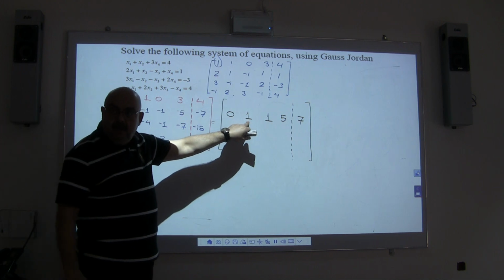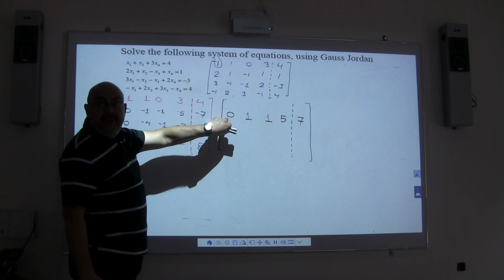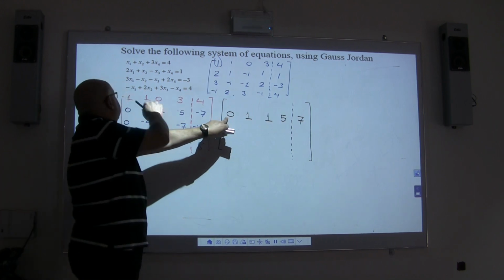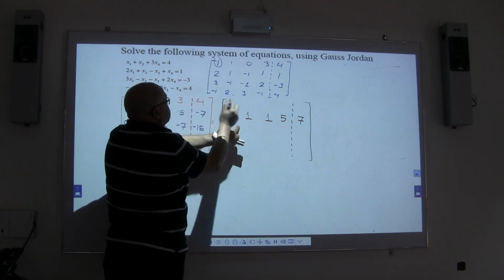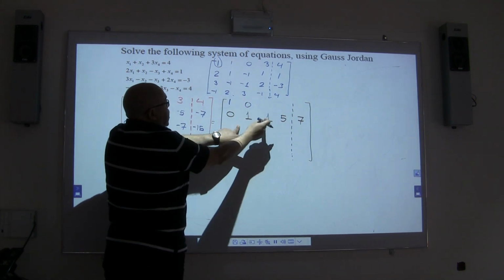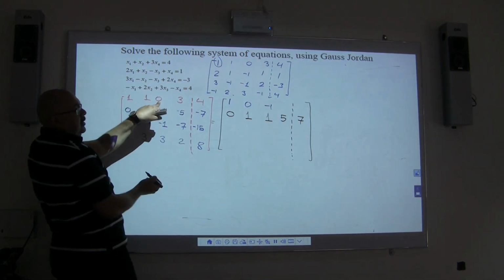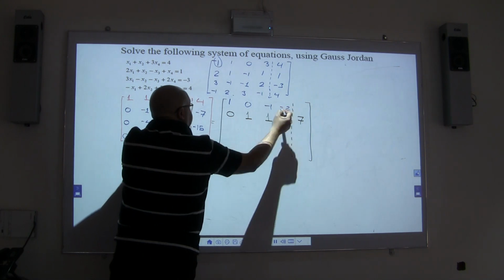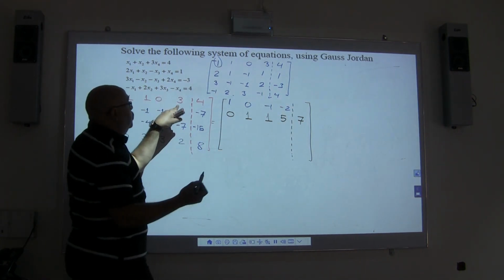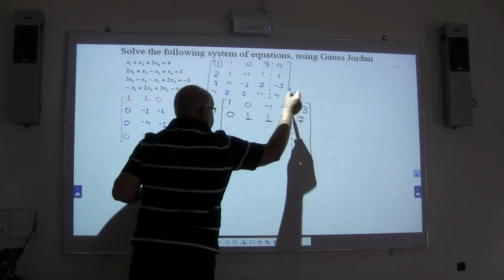Okay, let's go. I will start multiplying by negative 1. Negative 1 times 0 is 0. Plus 1, it's going to be negative 1 plus 1, so the result will be 0. Negative 1 plus 0, so the result will be negative 1. Negative 5 plus 3, so the result will be negative 2. Negative 7 plus 4, it's going to be negative 3.